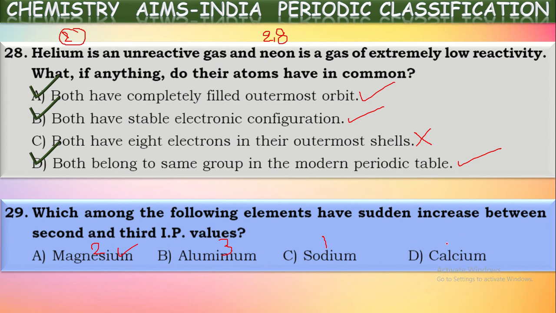Next, if we see calcium, calcium also has 2 electrons in its valence shell. By the loss of these 2 electrons, there will be a high increase between the second and third IP values. So now I can say second group elements will have a sudden increase between the second and third IP values because they have 2 electrons in their outermost shell. After the loss of these 2 electrons, they attain stable noble gas configuration. For the removal of the third electron, they require a large amount of energy. Okay, now we can say these two elements, magnesium and calcium.